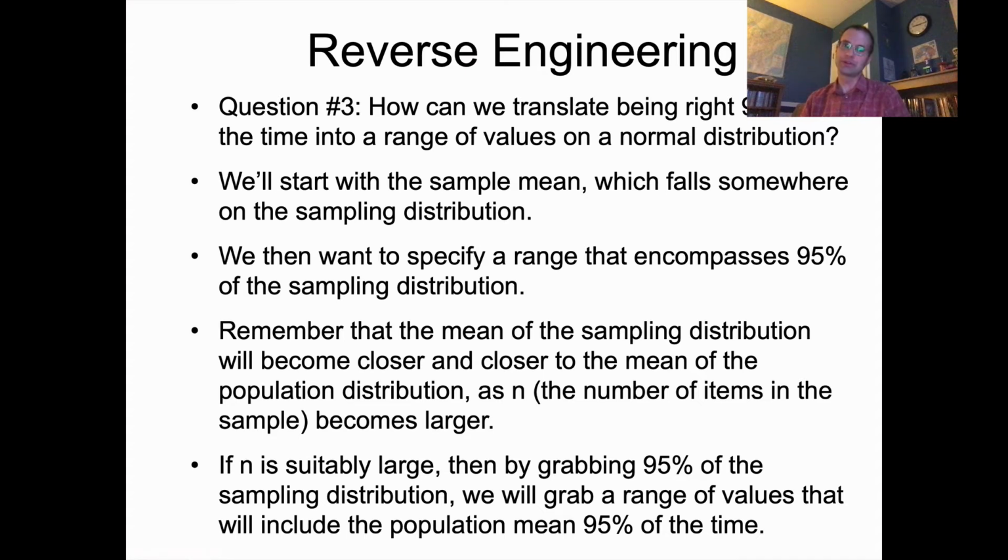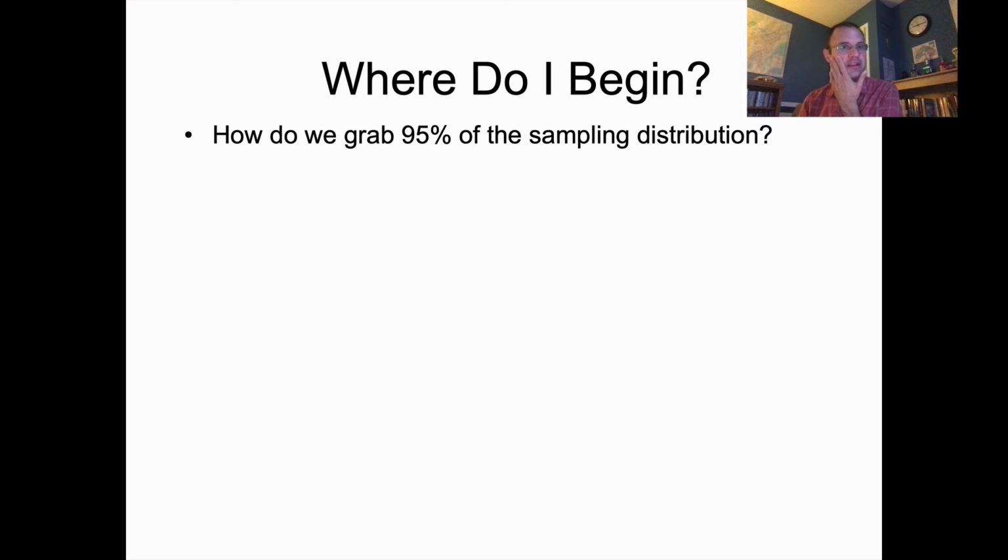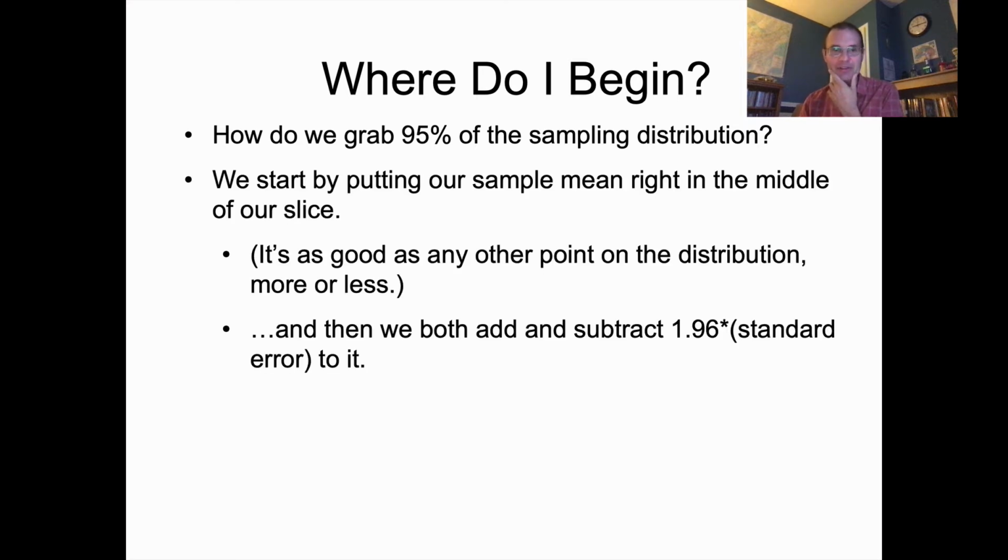Because we're dealing with a normal distribution, we can think about things in terms of z-scores for the sampling distribution as well. And that's ultimately going to be the trick we're going to use to make this magic happen. Okay, so how do we grab that 95% of the sampling distribution?